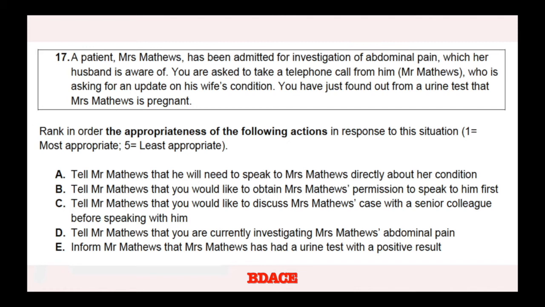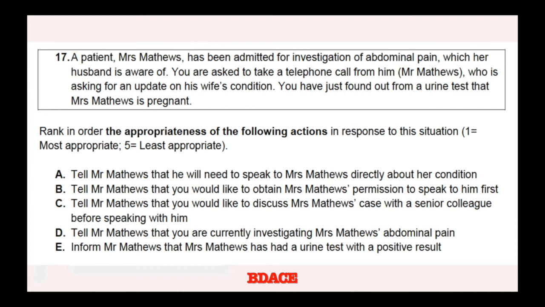So let's read A and C. A: tell Mr. Matthews that he will need to speak to Mrs. Matthews directly about her condition. And C is: tell Mr. Matthews that you would like to discuss Mrs. Matthews' case with a senior colleague before speaking with him. Now, A and C seem quite correct, but read them independently rather than continuing the story from B.